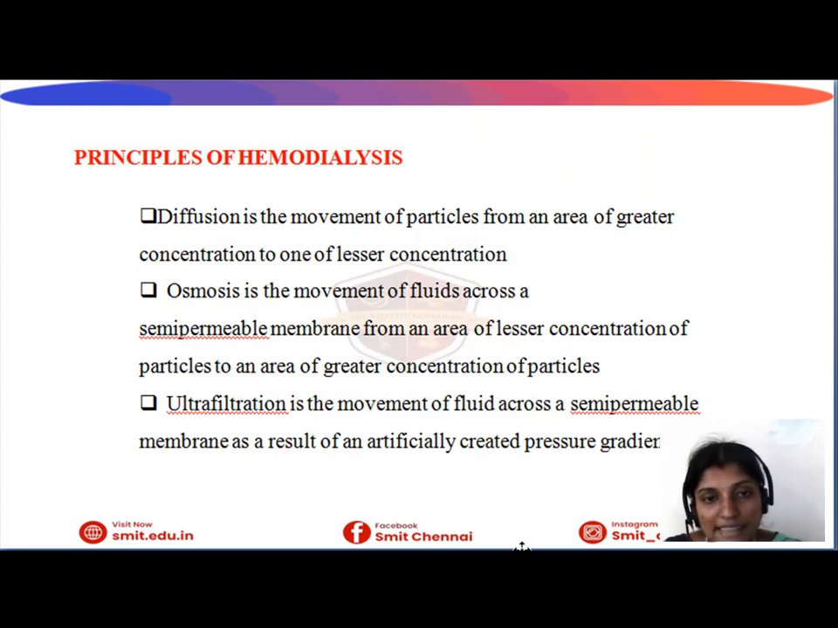We have already seen the principles of hemodialysis, which are diffusion, osmosis and ultrafiltration. Diffusion is used to filter out the particles in the blood. Osmosis is to filter out the fluids in the blood. And finally, ultrafiltration is also a filtering of the fluid, but by means of the pressure created for the filtration process.